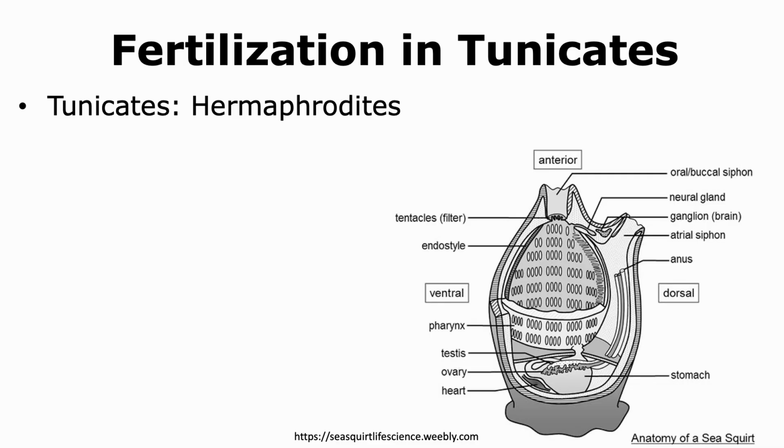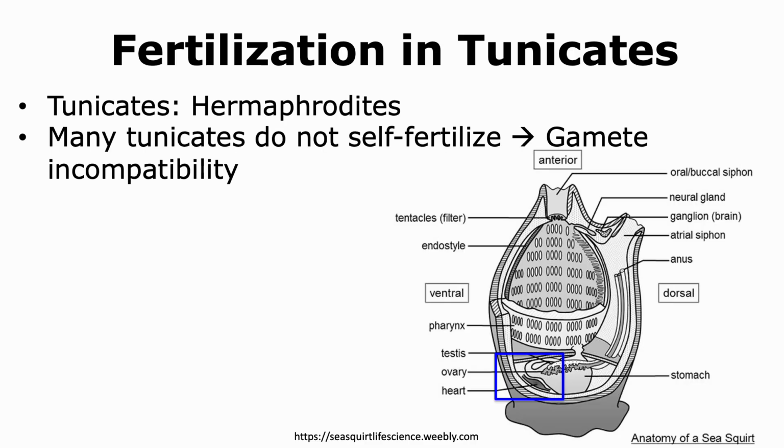Tunicates are hermaphrodites because they have both the male and the female reproductive structures. Thus, most tunicates have both the ovary and the testes. Even though they are hermaphrodites and have ovary and testes, many tunicates do not show self-fertilization. In fact, they have evolved to have gamete incompatibility, and this does not allow self-fertilization to occur.